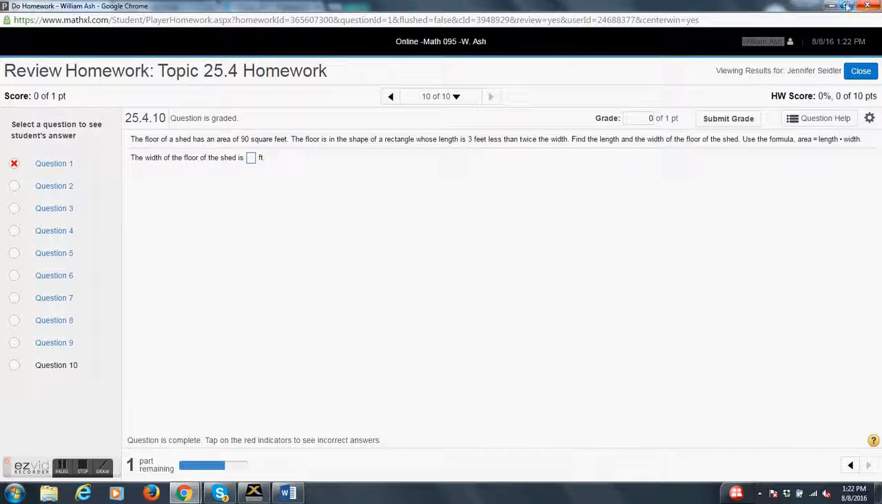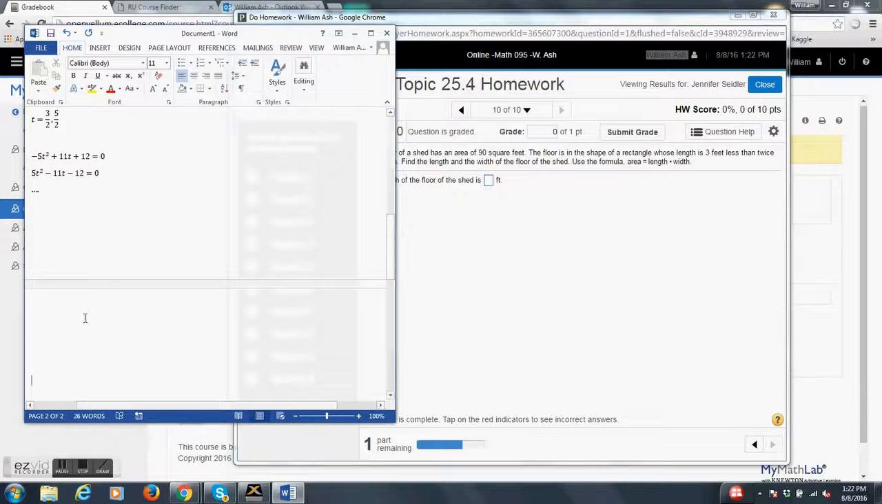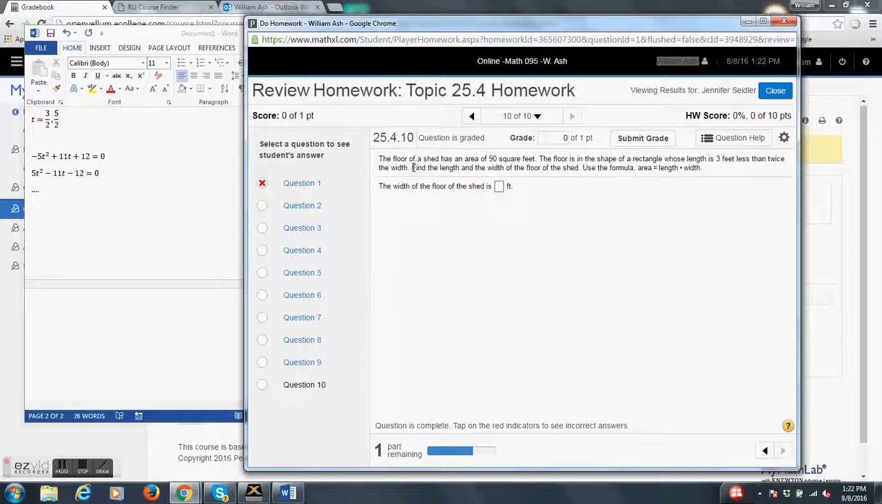All right, so I'm trying to find the length and width of a floor. I need to find both things, and let's see what they give me. So those are the things I'm looking for. I'm looking for a length, and I'm looking for a width. In fact, here in the question they say the width is this, and I guess you see one part remaining, so it must say the length is this. So the floor has an area of 90 square feet.